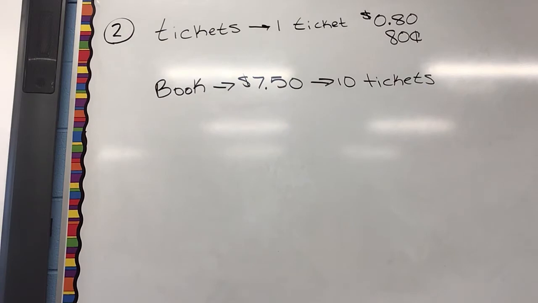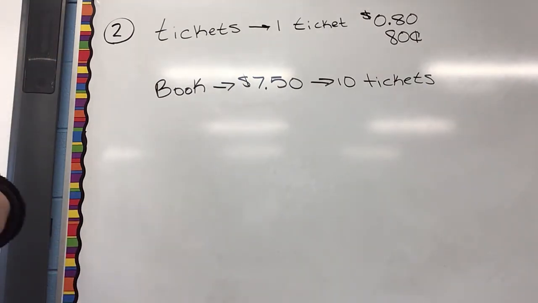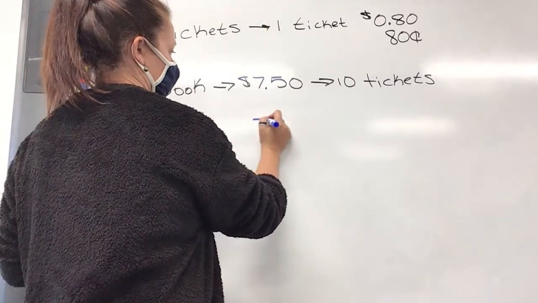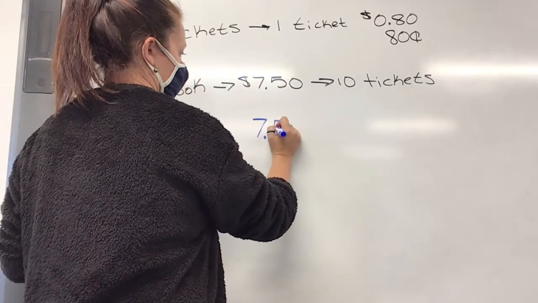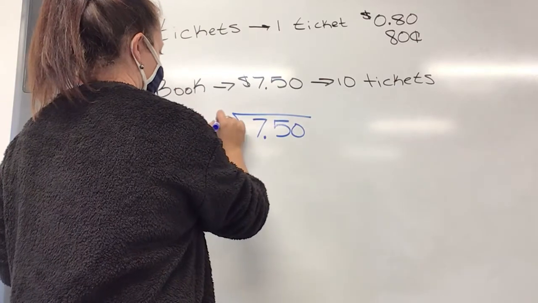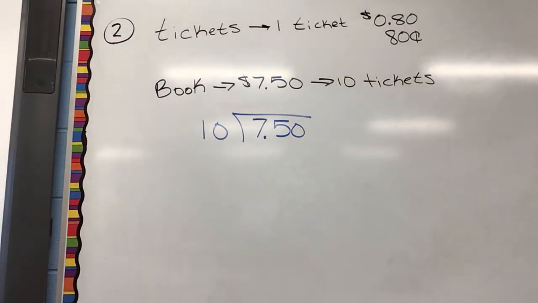All right. Raise your hand and tell me, what is the equation for this story problem? Malia, what's our equation? 7.50 divided by 10. Perfect. Malia, why 7.50 divided by 10 is our equation? Because there's 10 tickets and it costs 7.50.